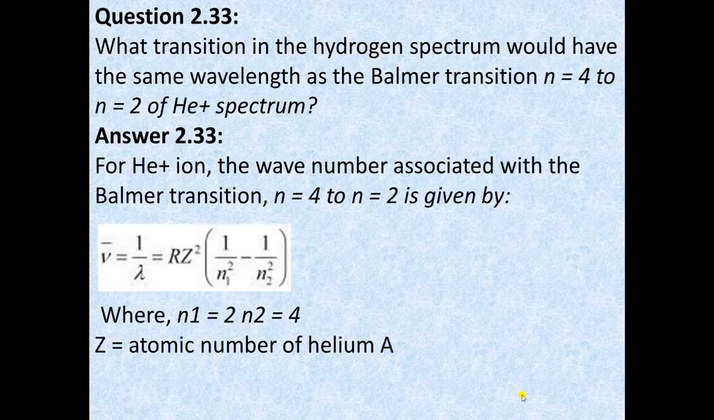Question number 33: what transition in the hydrogen spectrum would have the same wavelength as the Balmer transition n = 4 to n = 2 of the He+ spectrum? So here the value of n1 is equal to 2 and the value of n2 is equal to 4. Here we will find the wave number, and wave number is equal to 1 by lambda. So here we can find the wavelength when the transition is from n = 4 to n = 2 of the helium positive spectrum. Here, as it is a hydrogen-like particle, we will write Z², and the value of Z is 2.